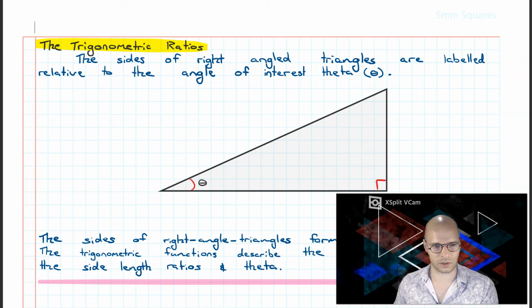Welcome to this video on the topic of trigonometry. In this video, we're going to have a look at how we can use the trigonometric functions to analyze right-angled triangles. Over here we have a right-angled triangle. We know this is a right-angled triangle because there's a right angle on it.